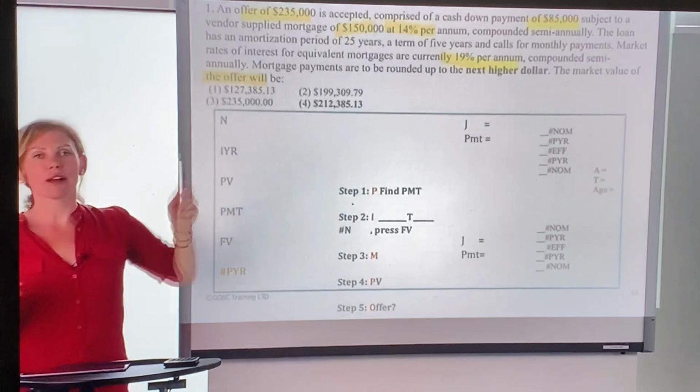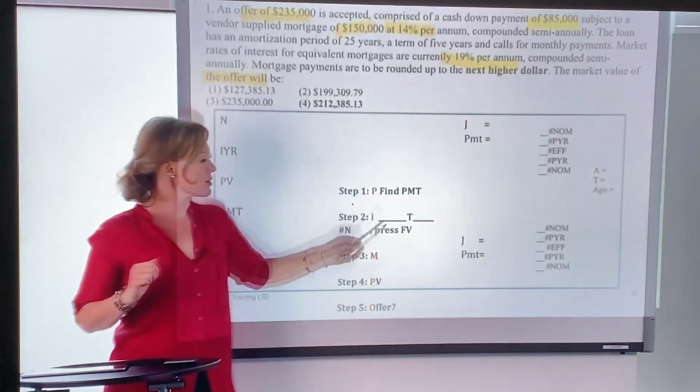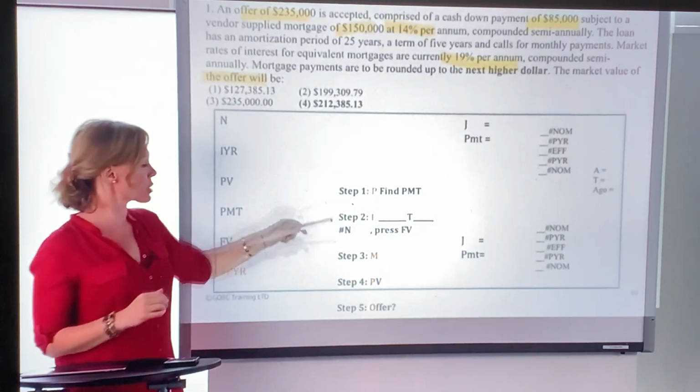So what we're going to do, we're going to work in 5 steps. Step number 1, we're going to find the payment first. Then we're going to do the timeline. Then we're going to do market rate, which is that 19%, present value. And then because they're looking for the offer, we're going to add the cash. Right? It's simple. So we're going to work in 5 steps right now.